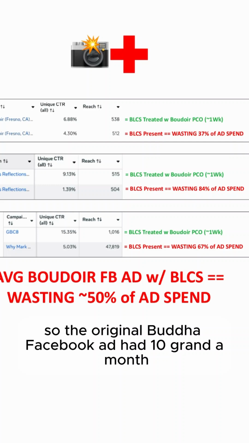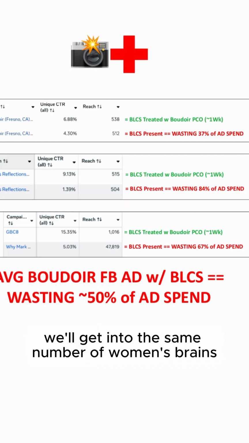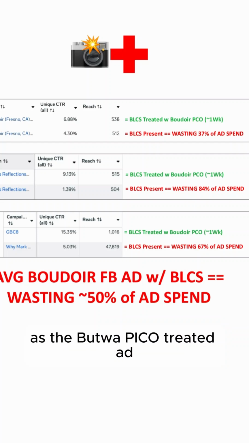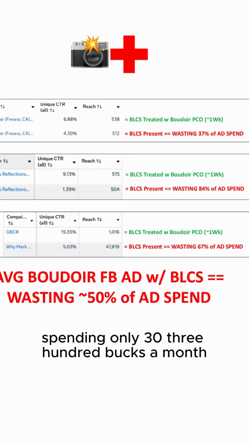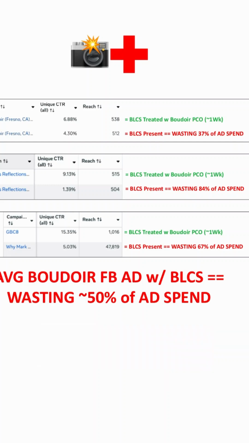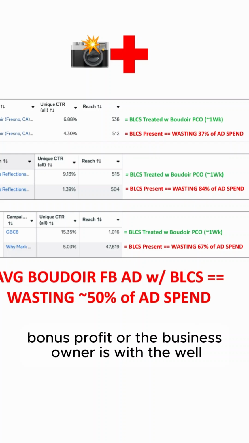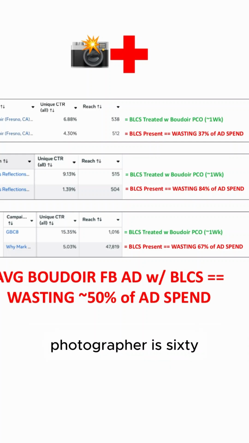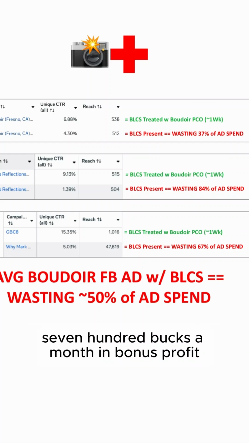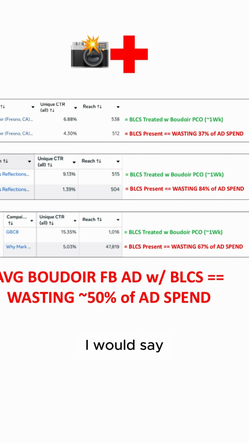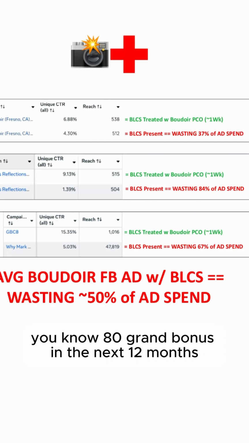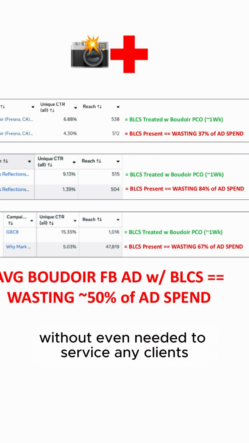So the original boudoir Facebook ad had 10 grand a month. We'll get the same number of women's brands as the boudoir Pico treated ad, spending only 3,300 bucks a month. So that whole difference, we're pocketing that difference as a bonus profit, or the business owner is, the boudoir photographer is, 6,700 bucks a month in bonus profit by simply not spending that money. I would say, 80 grand bonus in the next 12 months. So insanely good without even needing to service any clients.